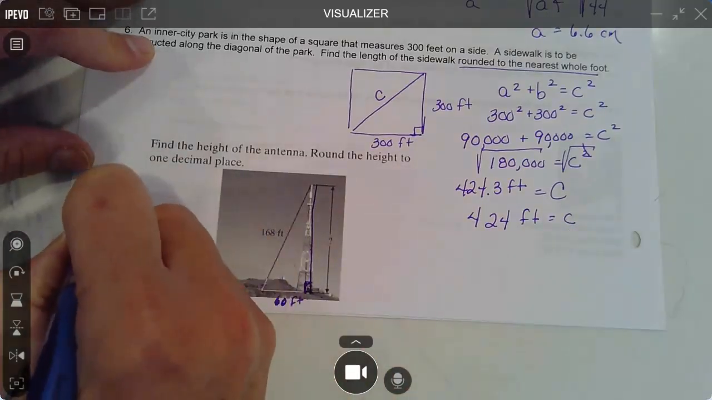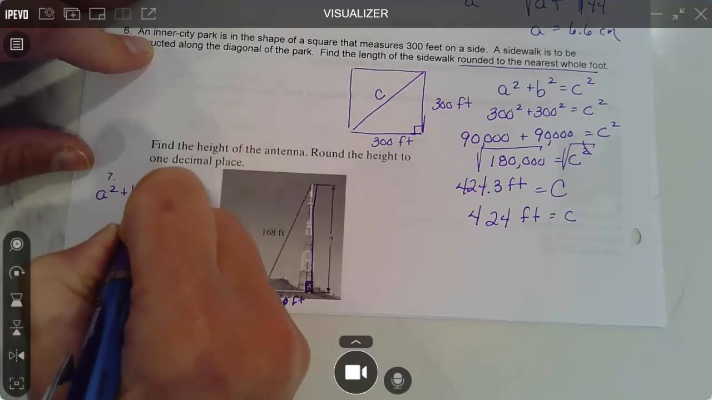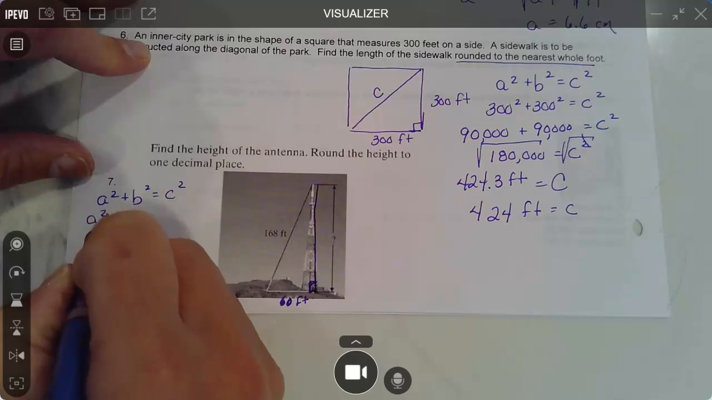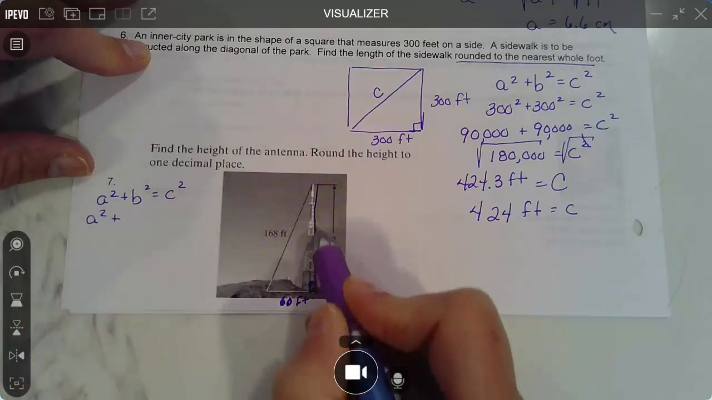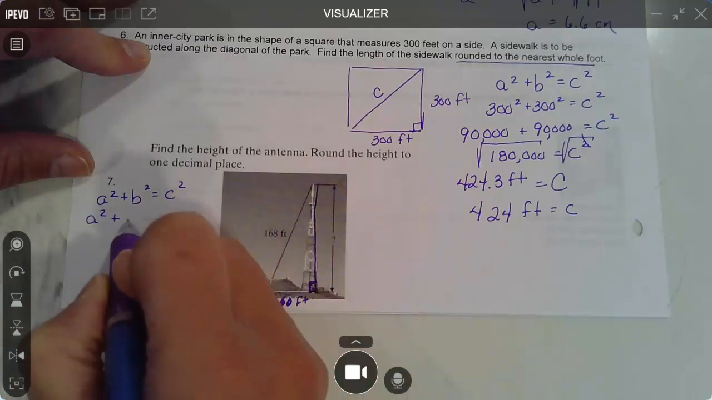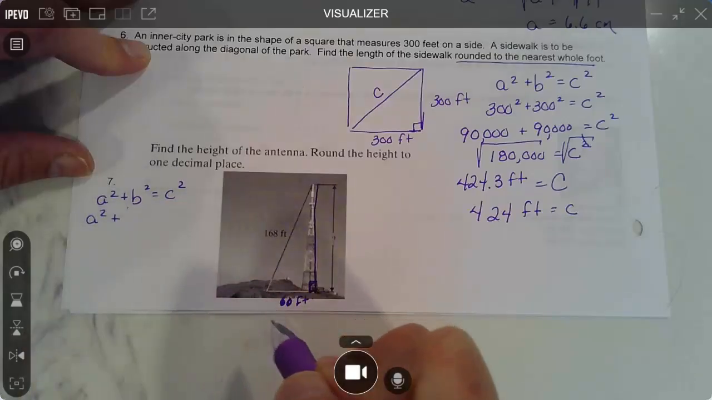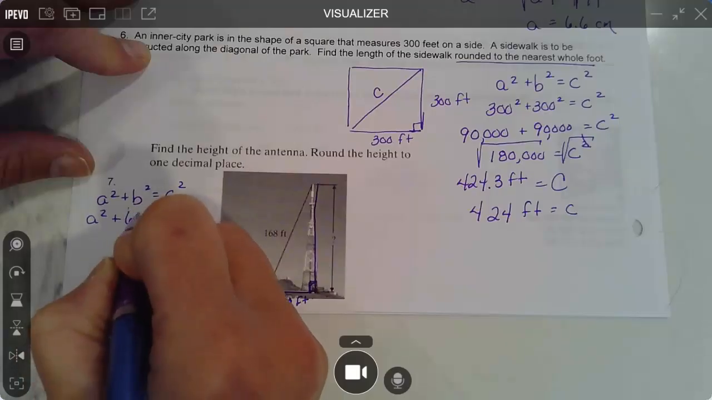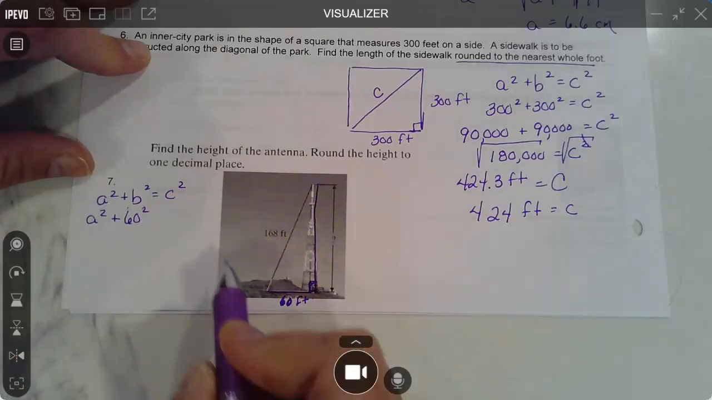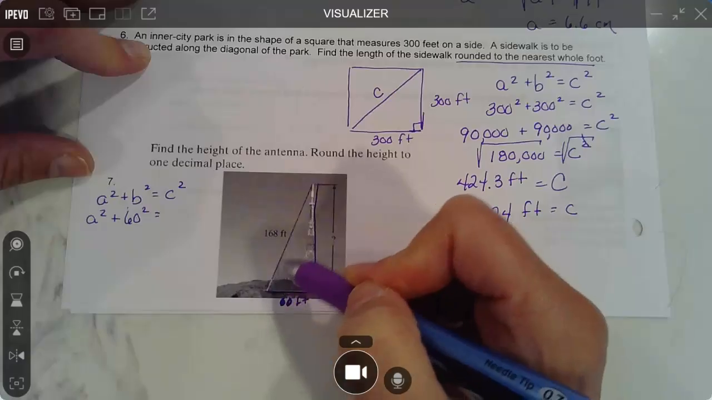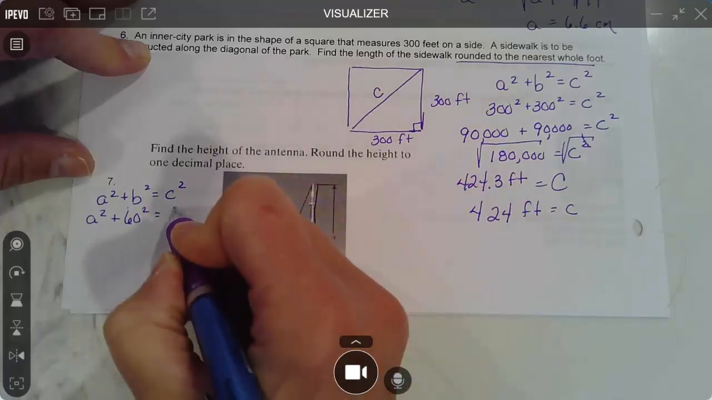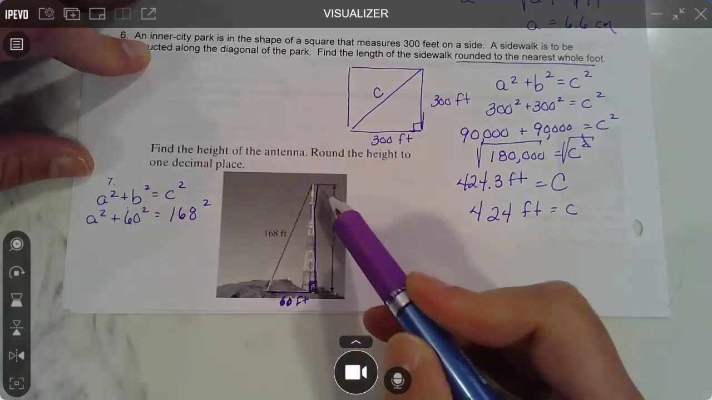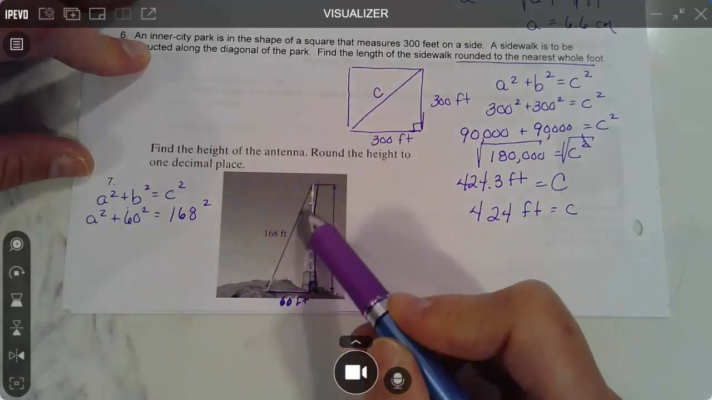So a squared plus b squared equals c squared. We're missing a leg. Right, here's my right angle. They want to know this side. So I'm going to let the side that I know be the 60 squared. You couldn't see it very well, but that's 60. And then the hypotenuse is that wire. That's 168 squared. So a squared plus b squared is c squared.